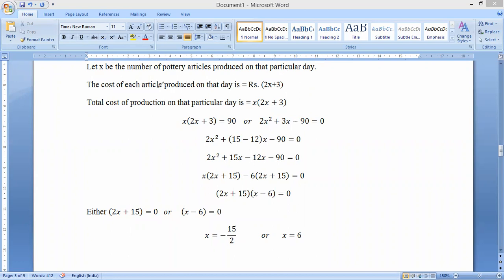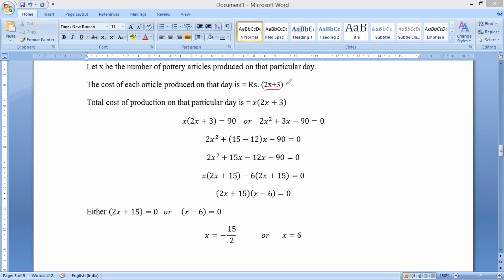So according to the question, the cost of each article produced on that day is 3 more than twice the number of articles produced that day. So the number of pottery articles produced that day is x, and 2 times of this is 2x, and 3 more than means this is 2x plus 3. So the cost of each article produced on that day is rupees 2x plus 3.